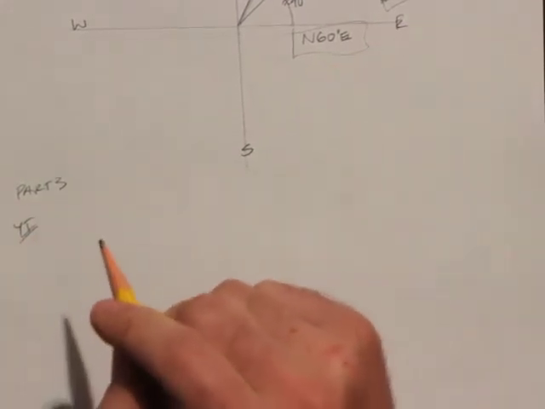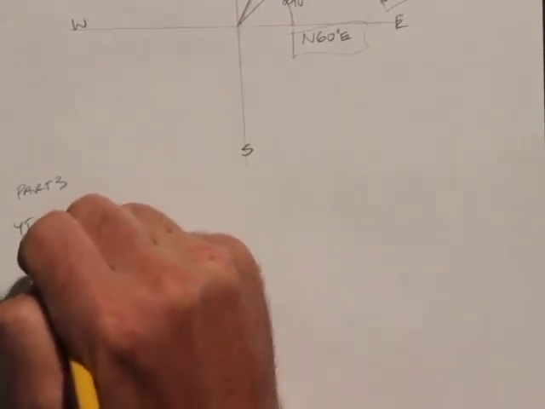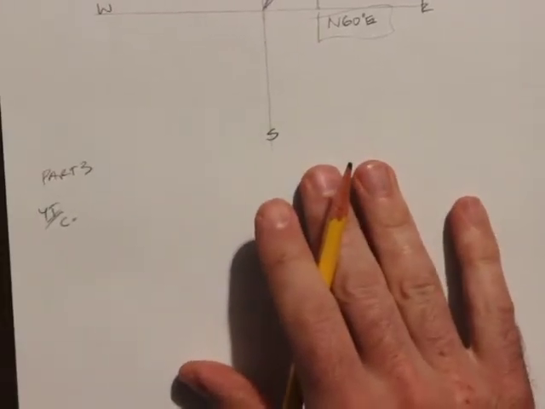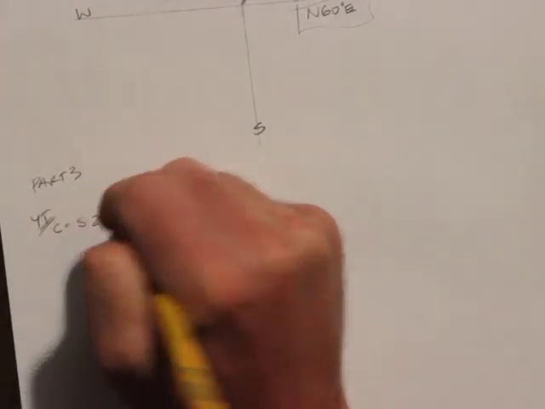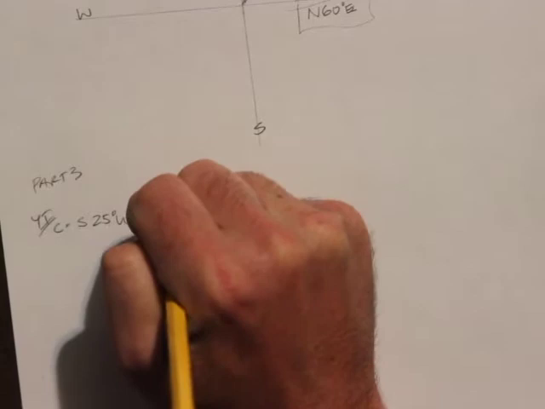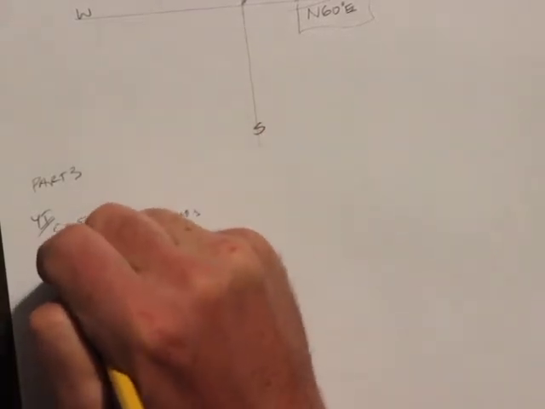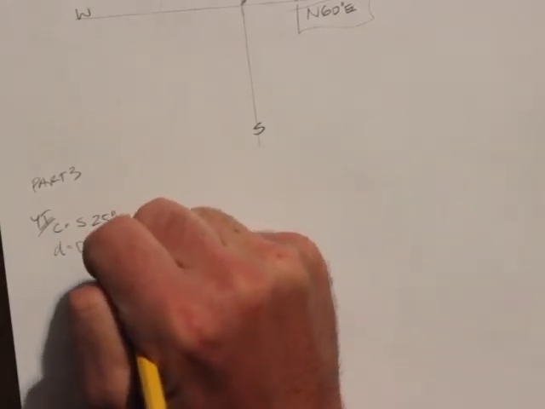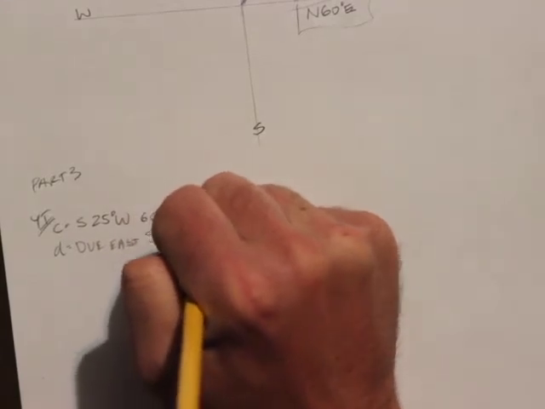And so I would like you to draw the resultant vector here, starting with vector C, which is south 25 degrees west, 60 miles, and D, due east 90 miles.